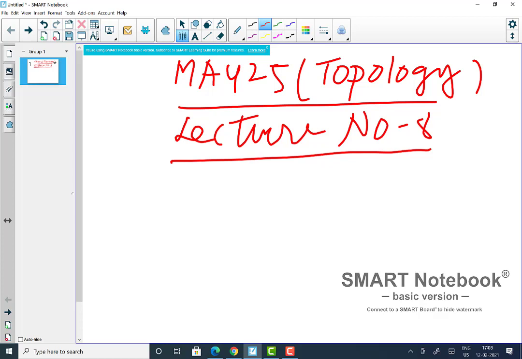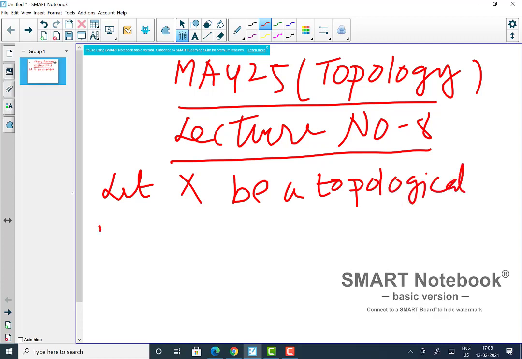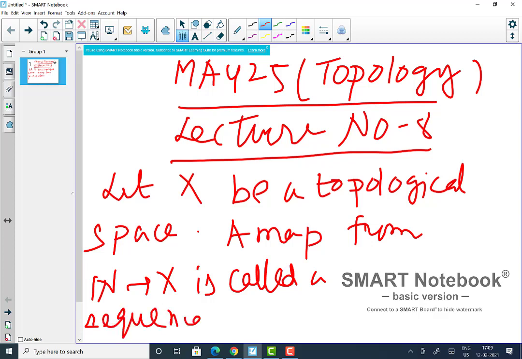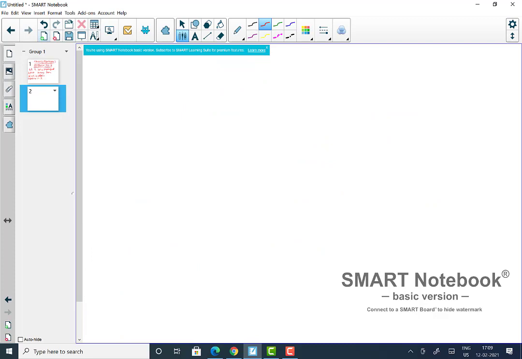In a general topological space, let X be a topological space. A map from the natural numbers to X is called a sequence in X. The same definition we learn in analysis. Obviously, when you have a sequence, you want to know whether the sequence converges to a point or not.